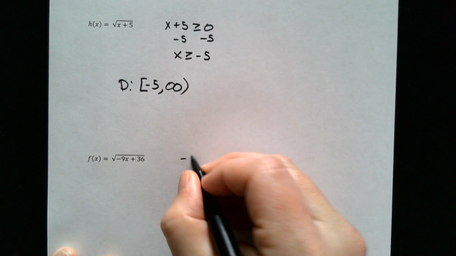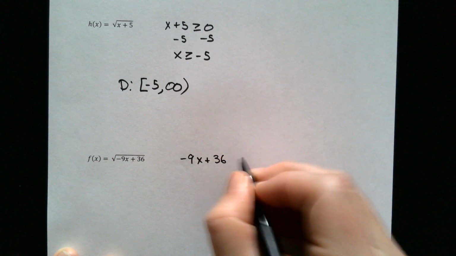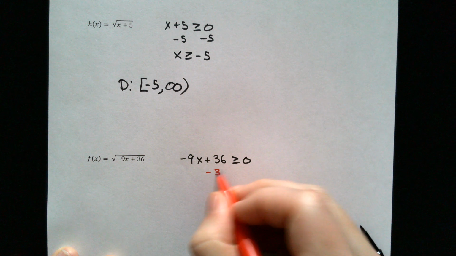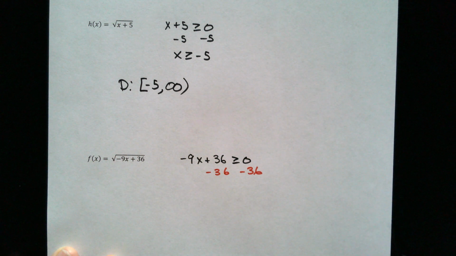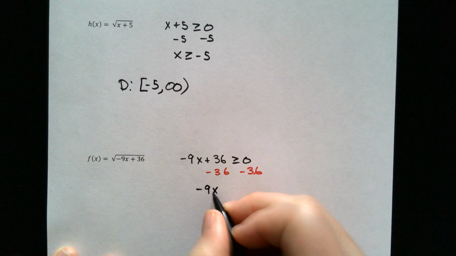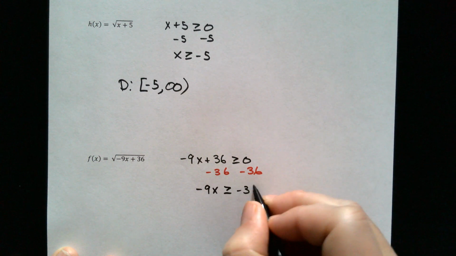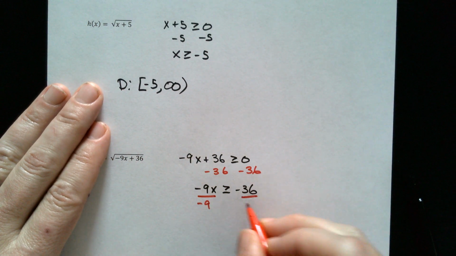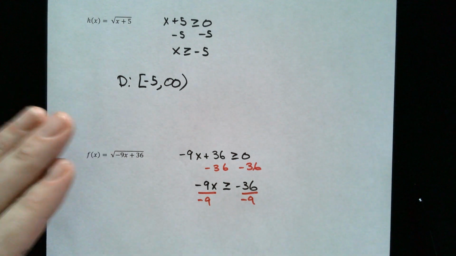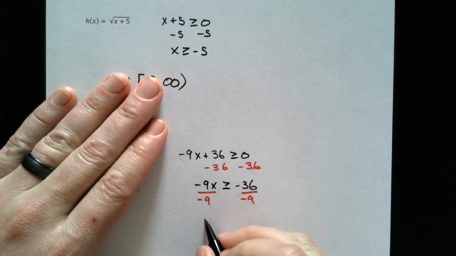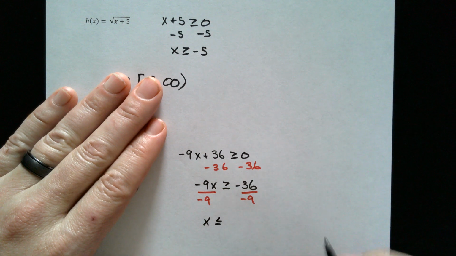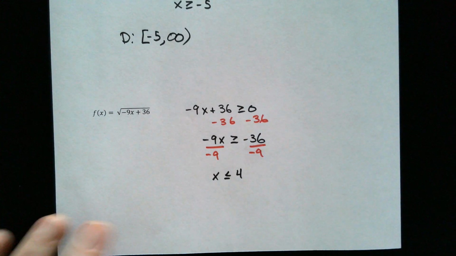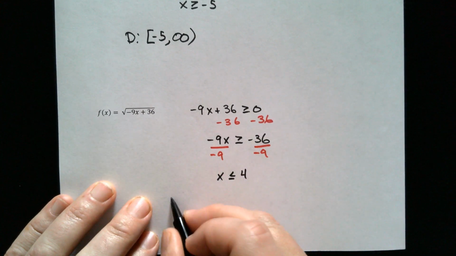One more here. We get negative 9x plus 36 is greater than or equal to 0. Let's subtract the 36. That does not flip the inequality sign because we're just subtracting. So negative 9x is greater than or equal to negative 36. Now we need to get rid of the negative 9, which means I need to divide both sides by negative 9. Since I'm dividing by a negative, I do need to flip the inequality sign. So it becomes x less than or equal to 4.